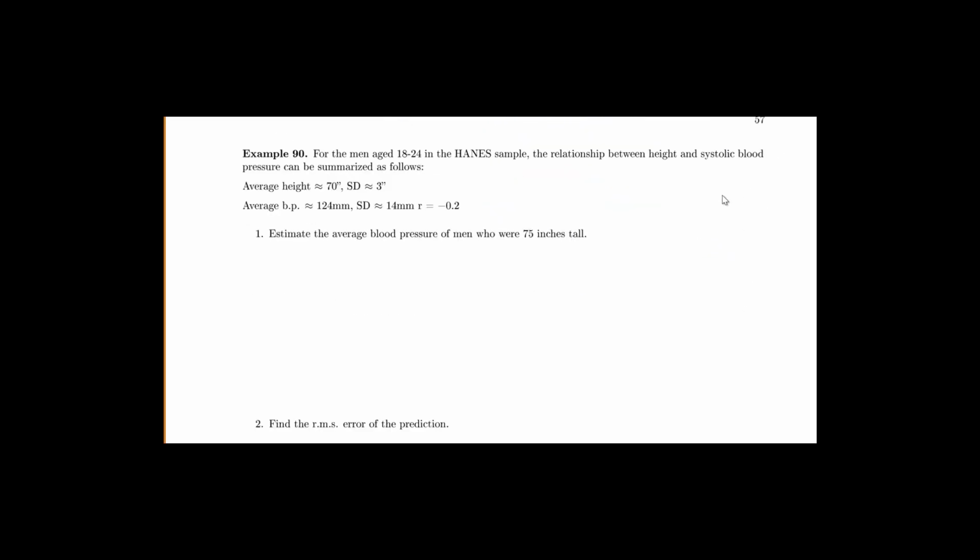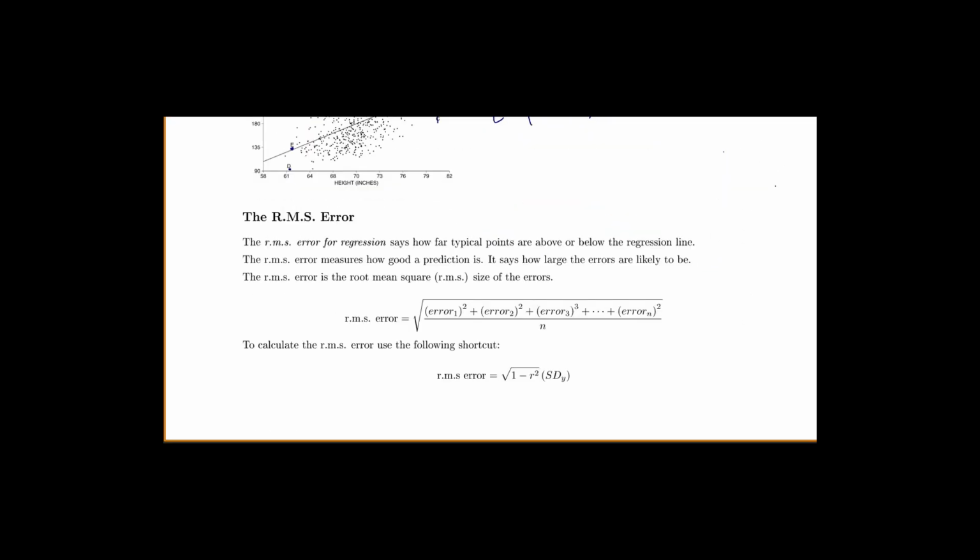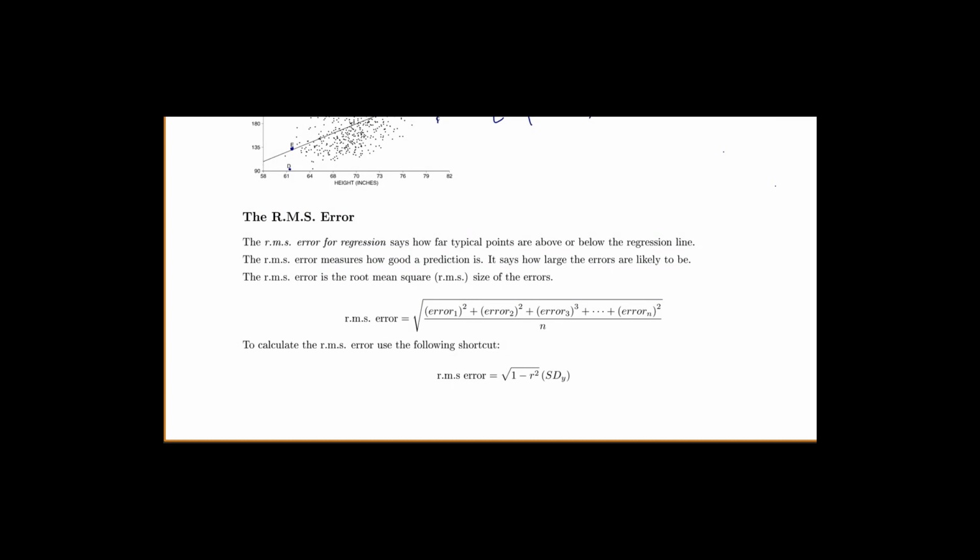So we've talked about errors, now let's talk about the RMS error. The RMS error for regression tells us how far our typical or average points are above or below the regression line. The RMS error measures how good a prediction is. It says how large our errors are likely to be. And the RMS error is the root mean square size of the errors. So remember we talked about how to do the root mean square for our standard deviation. We're going to use a similar formula here.